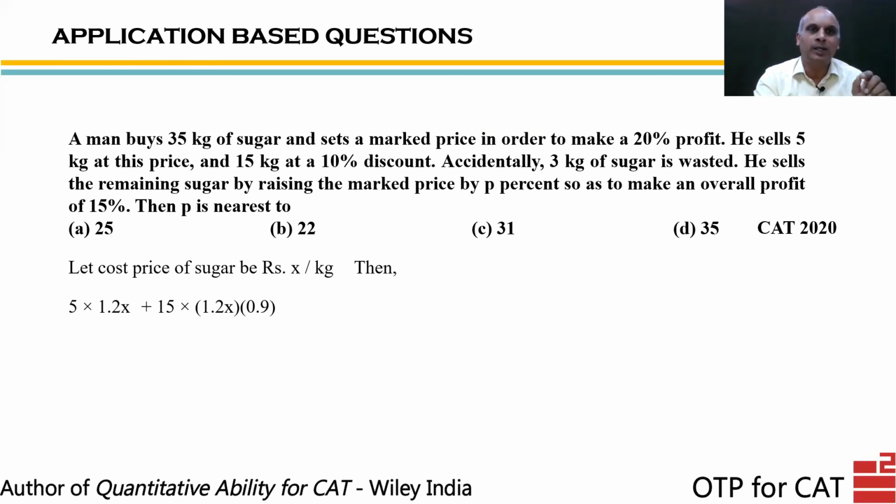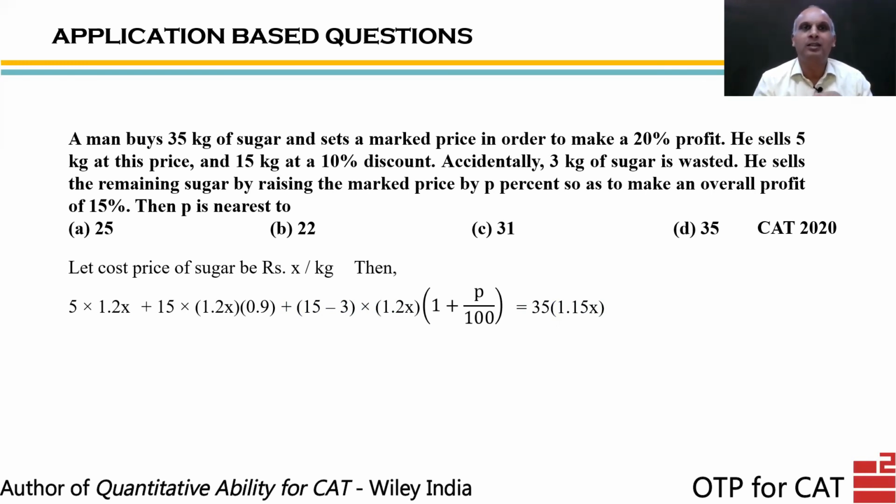Now he sells the remaining sugar by raising the mark price. The mark price was 1.2x, and he raises that by P%. So what do we get? 12 kg multiplied by 1.2x into (1 plus P by 100). This is the price he will get, and this total is the selling price. And he says in the question that he makes an overall profit of 15%. So that means 35 kg into 1.15x, where x was the cost price, 35 is the total quantity, and 1 plus 15% because that's the overall profit percent he gets. So the right hand side is the final selling price.